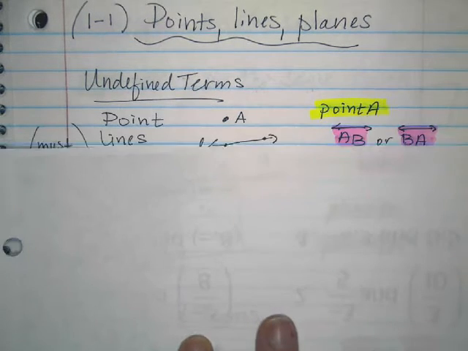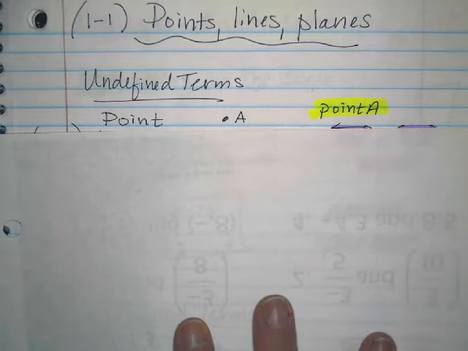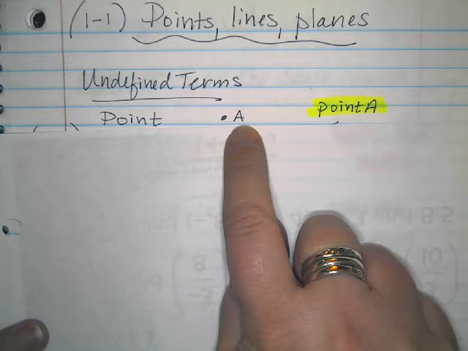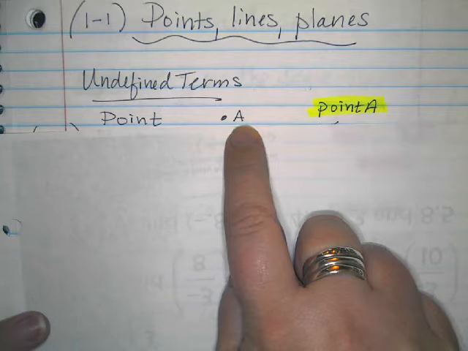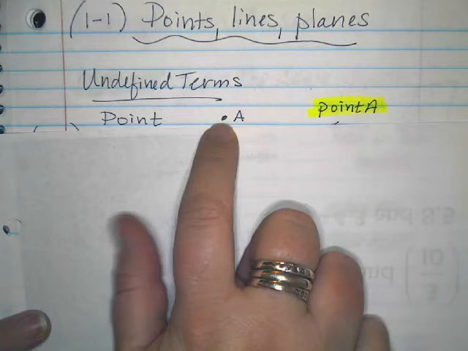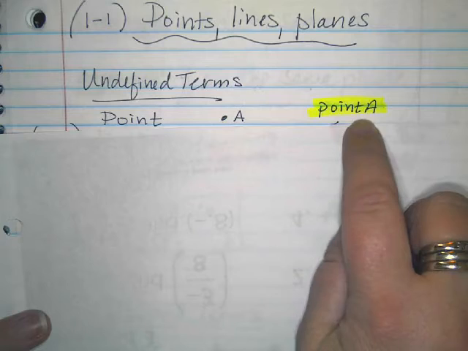So the first one, a point. What does a point look like? Well, a point just looks like a dot, and it's got a letter associated with it. And how we name it is called point A. So if they ask us, like, what is this right here? I would write point A.